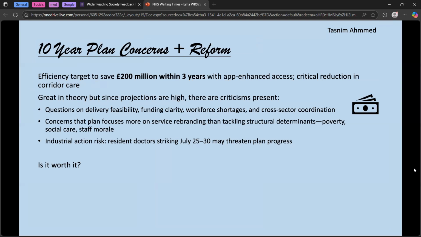So there are a few concerns about this 10-year plan. There is a target to save 200 million within 3 years with the app enhanced access, and this should see a reduction in corridor care within hospitals. And obviously, this is great in theory, but since projections are so high and aims are high to reduce the NHS waiting times, there are several criticisms present, including questions on whether this is feasible.